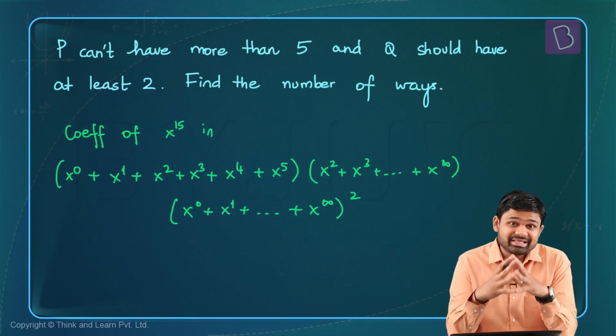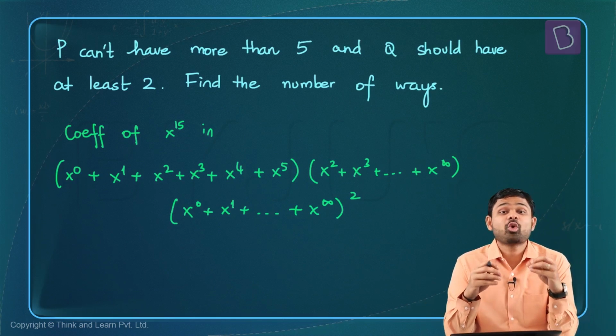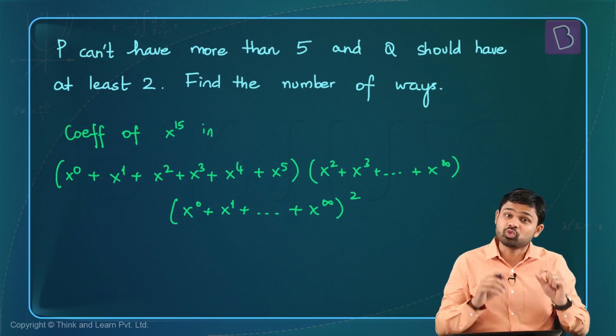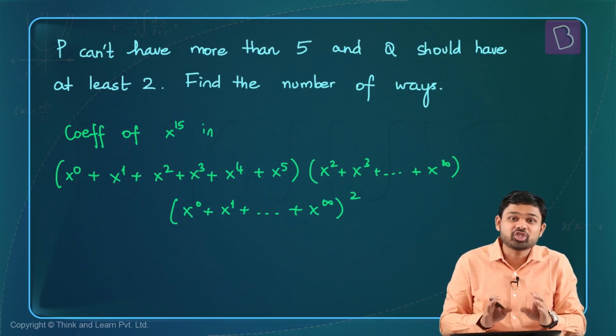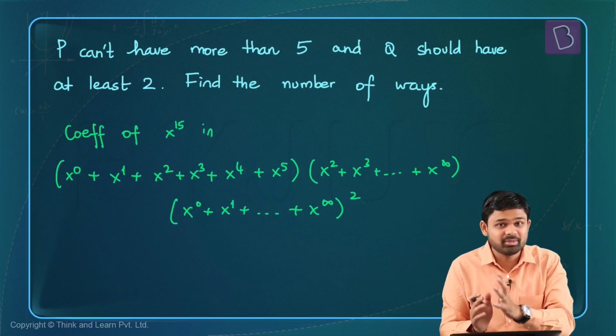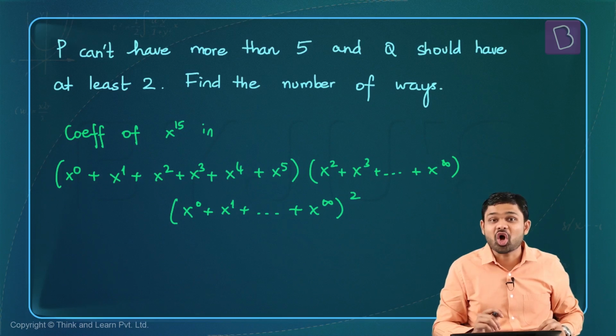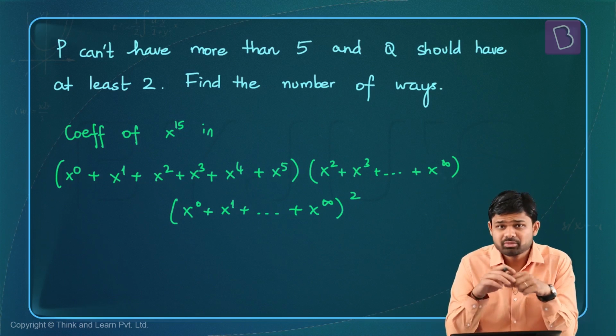So now in this expansion, we have to find what is the coefficient of x to the power 15. That will be the total number of ways in which we can make sure that P can take a maximum of 5 jewels, Q gets a minimum of 2 jewels, and no restriction on R and S.